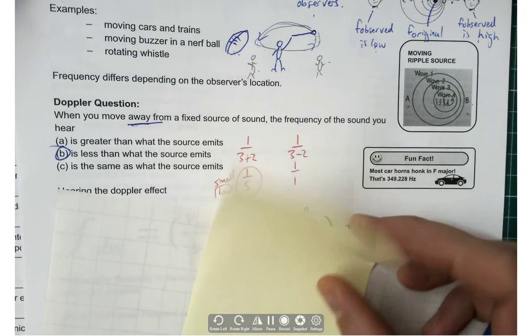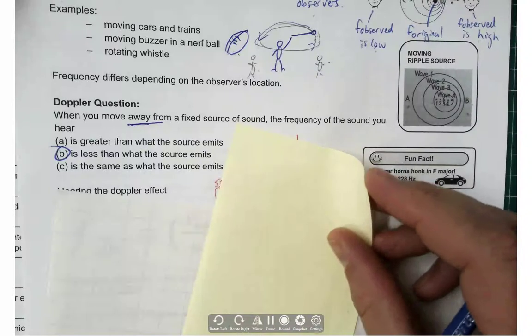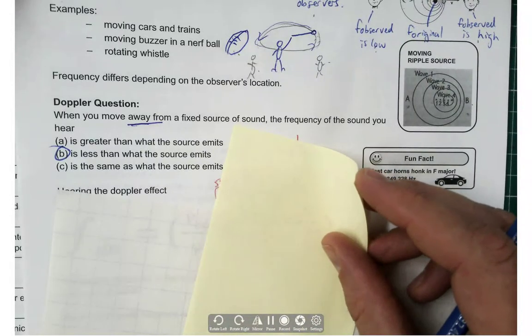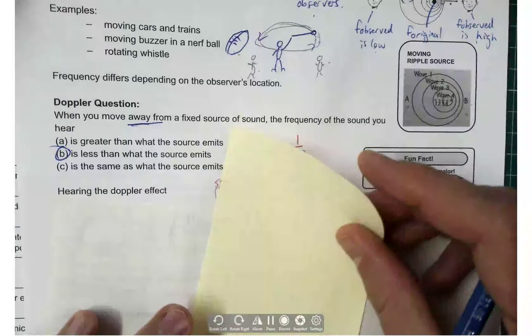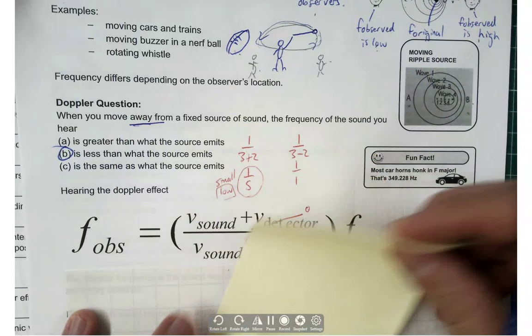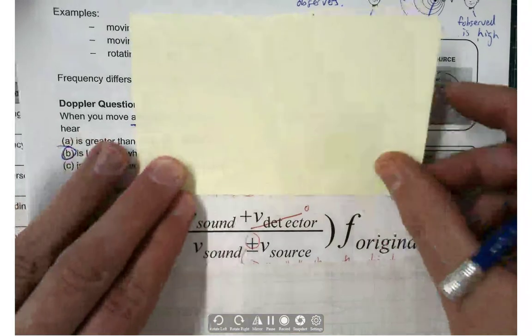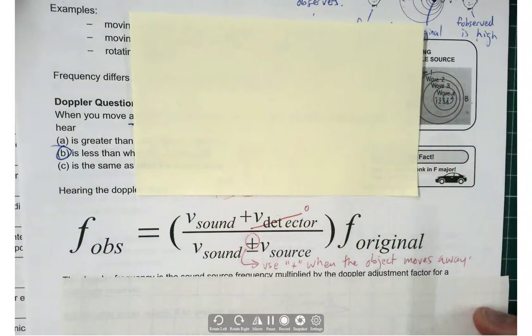And so this is an example of maybe a nice little multiple choice question. You should be able to think through a multiple choice question like this one and deduce what the correct answer is. Now, if you're listening to the Doppler effect, I'm going to cover this up, and I just want to talk about what's happening in the in-between.